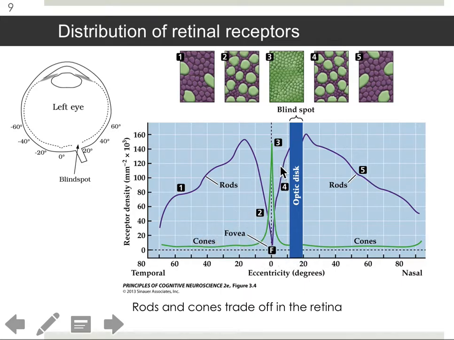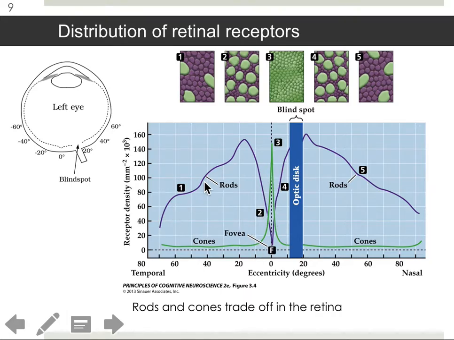Now importantly, there's this trade-off between the distribution of rod receptors and cone receptors. So the cone receptors, which again are sensitive to color and are sensitive in bright lighting situations, are exclusively in the fovea. So when you're foveating at something, that's why you get very good color vision at the point of foveation, because your fovea has exclusively cones and no rods.